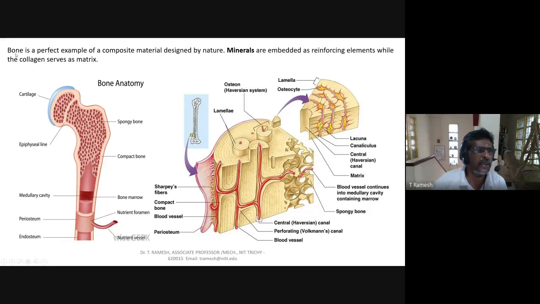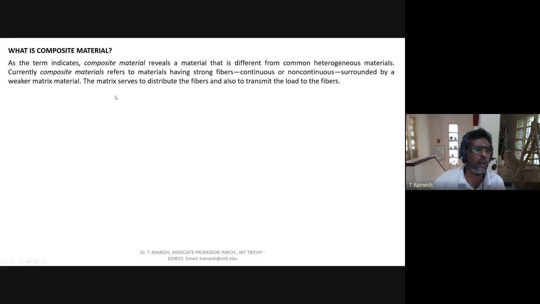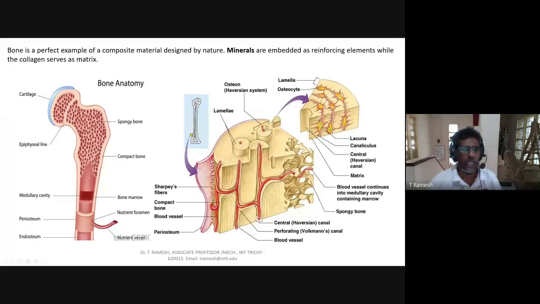It is claimed that bone is a perfect example of a composite material designed by nature. Here, minerals are embedded as reinforcing elements, while the collagen serves as the matrix. Any composite material will have two different constituents: one is the matrix and the other is the reinforcement. The matrix is a soft material which holds the reinforcement in it, and serves to distribute the fibers and also to transmit the load to the fibers.